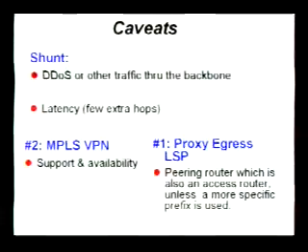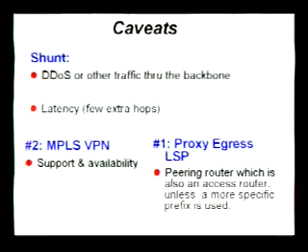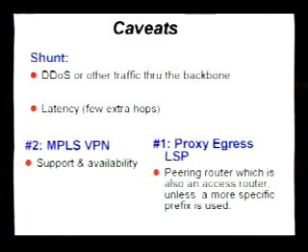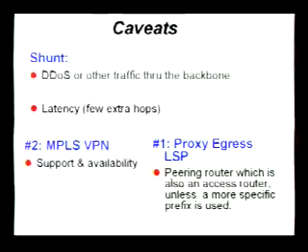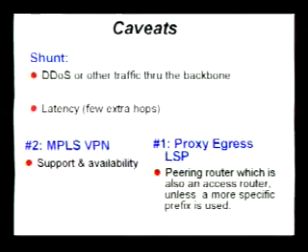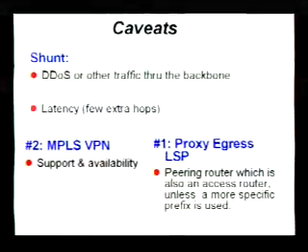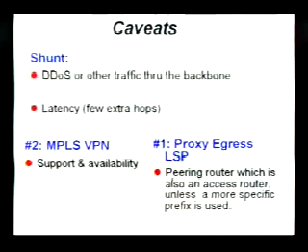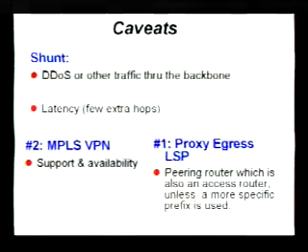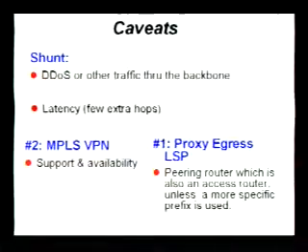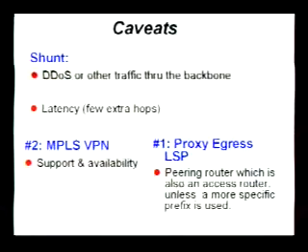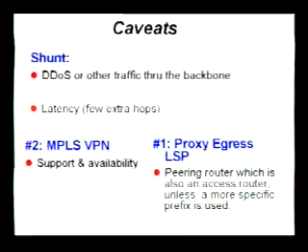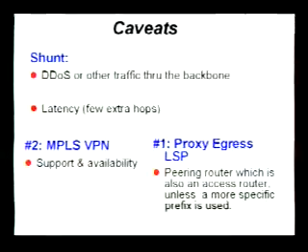So for the MPLS VPN, again, there are IOS support issues for your devices, and for the egress proxy LSP, if the egress device and the peering router are the same box, if you didn't use a more specific prefix, you would potentially have a loop. If you had the filtering device on the same box also, they'd definitely have an issue.